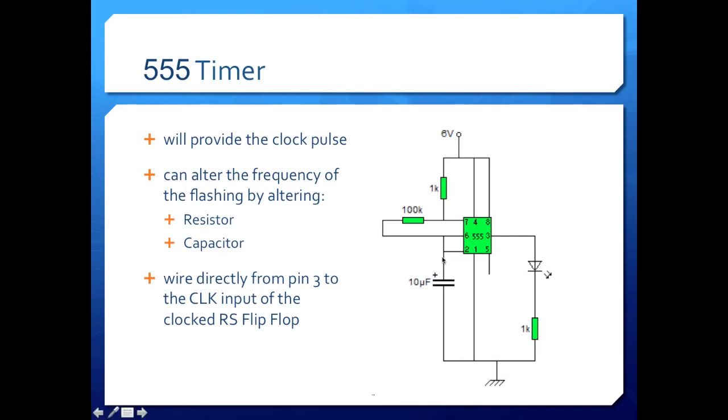So we want that. We actually want a pretty slow frequency. You want to have one pulse maybe every 3 or say 4 seconds. So one pulse every 4 seconds.